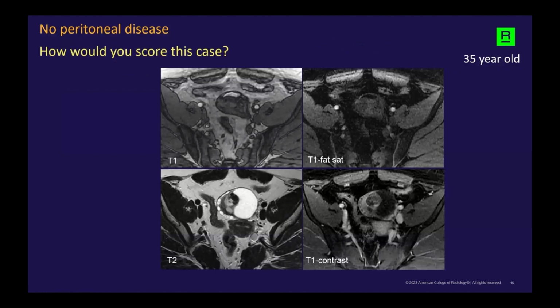All right, next case. So again, I tell you no peritoneal disease on this case. How would you score this lesion? Again, I give you a T1, a T1 with fat set, a T2 and a post-contrast. So I'll just give you a couple seconds here to look at it and come up with the score.